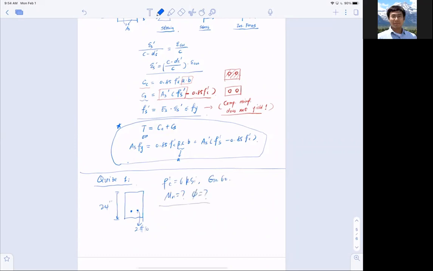In the quiz problem on Canvas, you only need to input two numbers. I don't need to see the whole workout. I just want you to input this number and this number. And the width is 12 inches. Be careful: 2 number 10 bars and f prime c of 6 ksi. So this is quiz number 1.